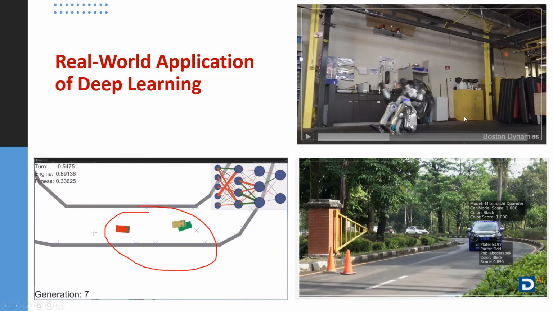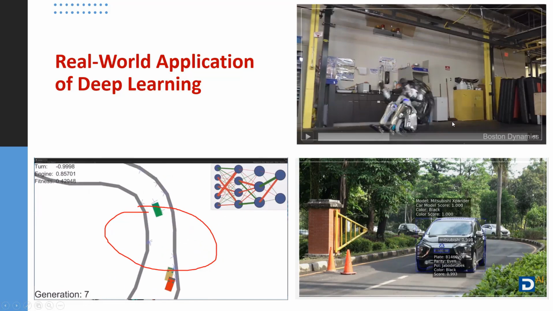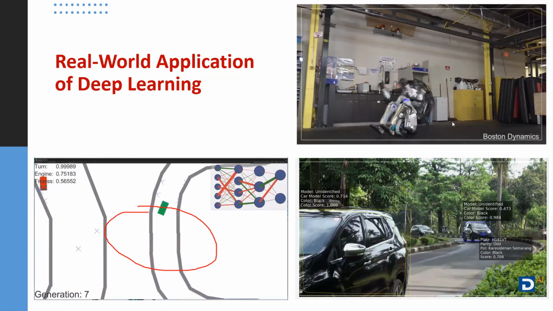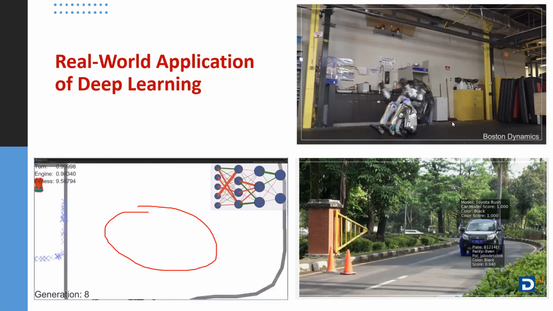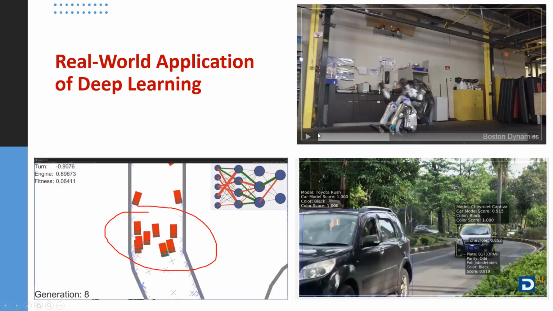On the top right, we have a robot that was trained and learned to do some kind of movement, like jumping and so on.